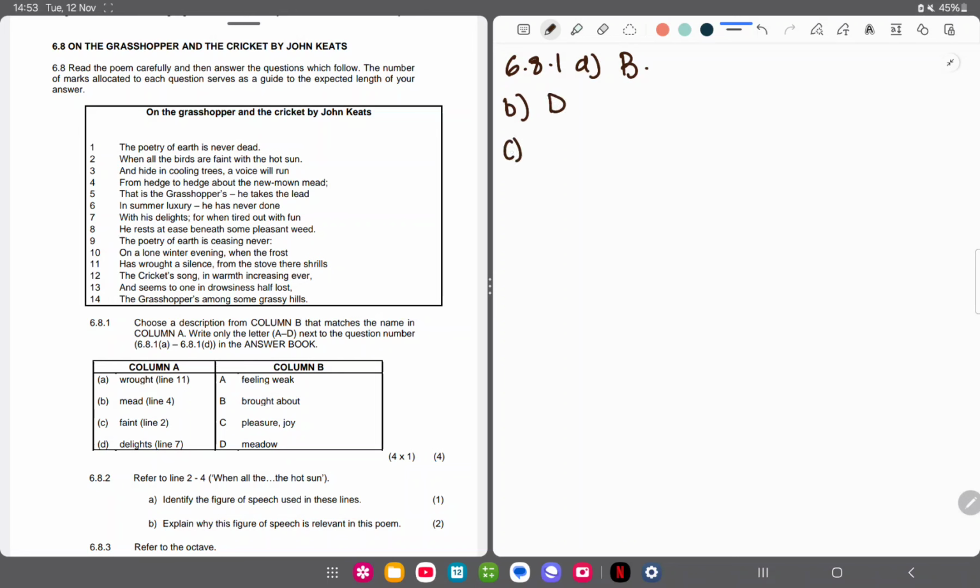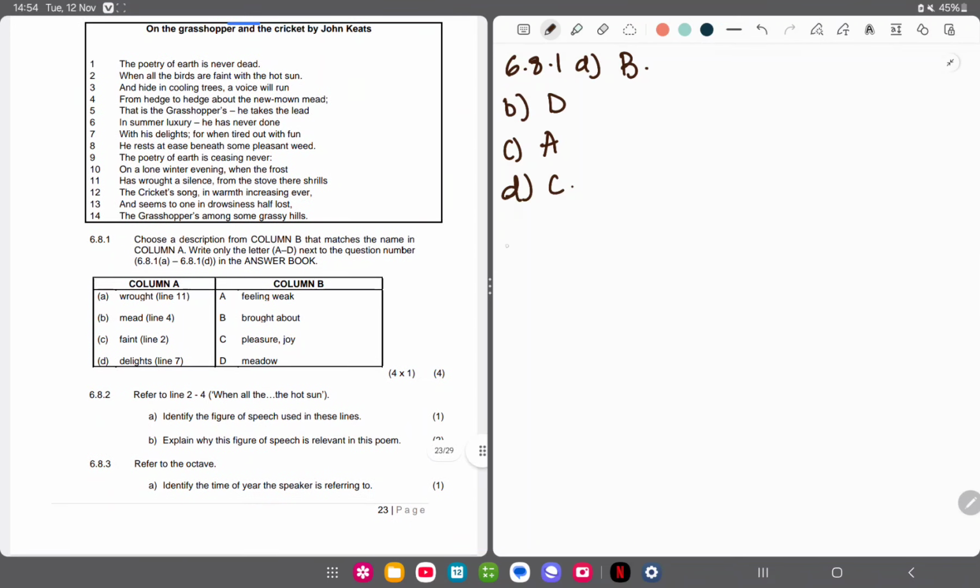And now we have C. C says faint, and it is found in line 2. Line 2 reads that when all the birds are faint with the hot sun. It means that the hot sun has beat down on them to an extent whereby they are feeling weak, and hence we can say the answer here is A. And the last one says delights. This is quite obvious. It is C, which means pleasure and or joy.